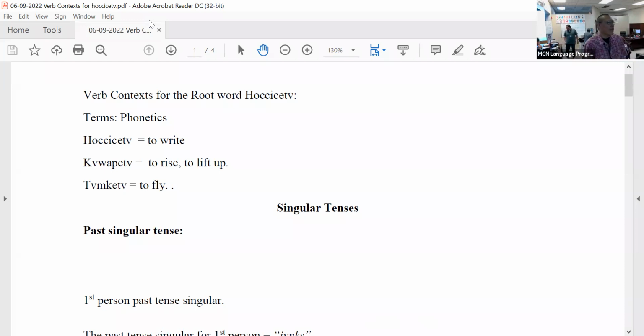Let's go back to the beginning. I have the word gawabida. It's to rise. I mean, it actually means to lift up. To lift up. The first one is to rise, but the meaning of it is to lift up.